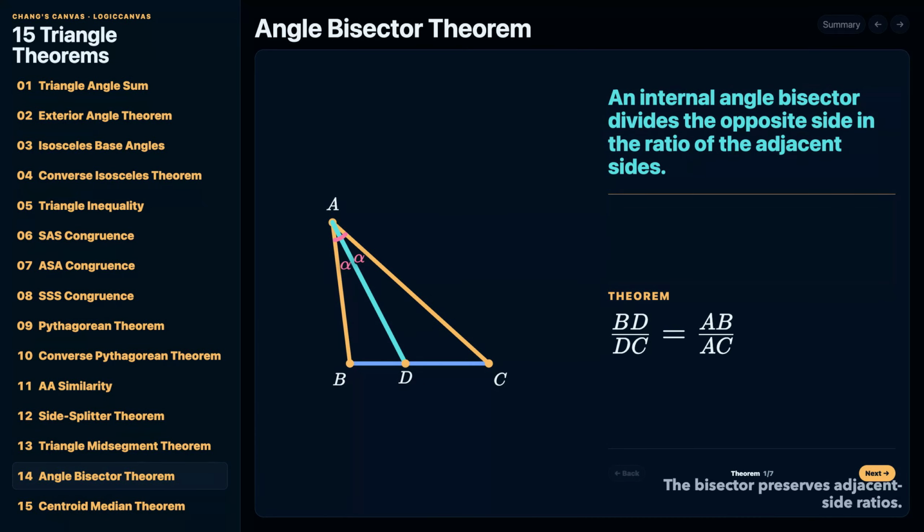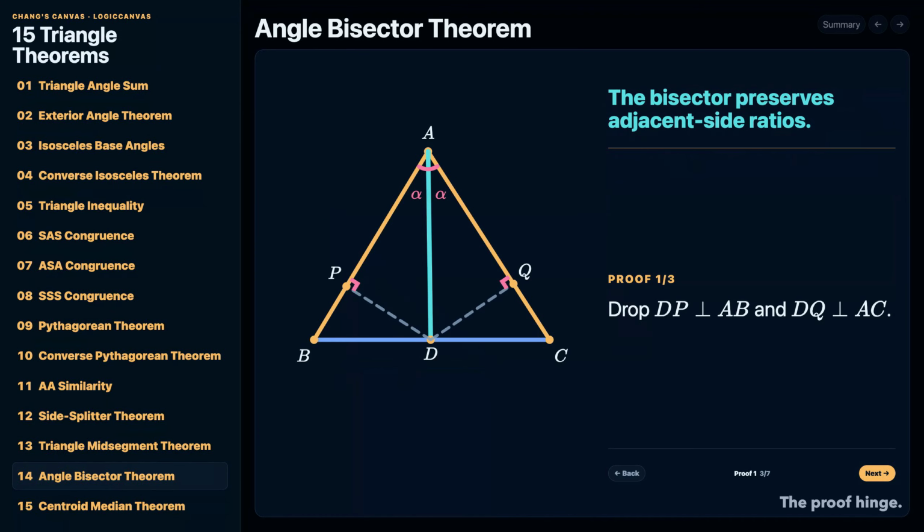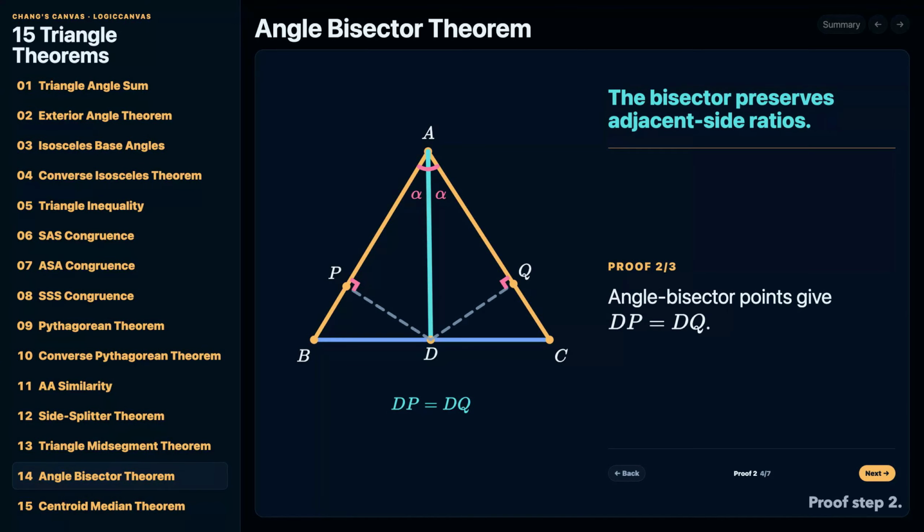Theorem 14 is the angle-bisector theorem. If segment AD bisects angle A, then it divides side BC in the ratio of the adjacent sides. BD over DC equals AB over AC. For the proof, draw the two perpendicular heights from point D to the sides AB and AC. Next, a point on an angle bisector is equally distant from both sides, so DP equals DQ.